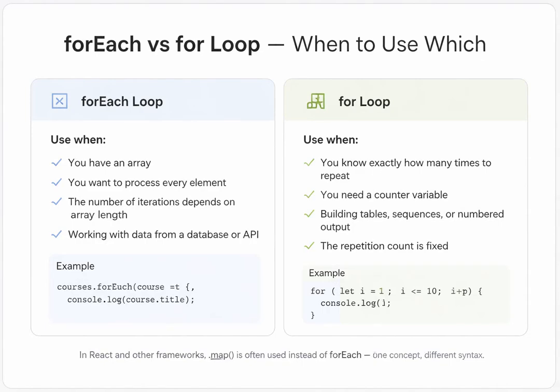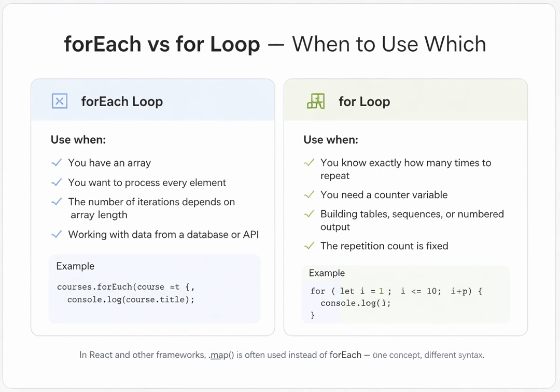Let's consolidate the difference between these two loop types so you always know which one to reach for. The for each loop is your array companion. Whenever you have an array of data and you want to do something with each item, for each is the natural choice. The number of iterations is determined by how many items are in the array, which might change dynamically.